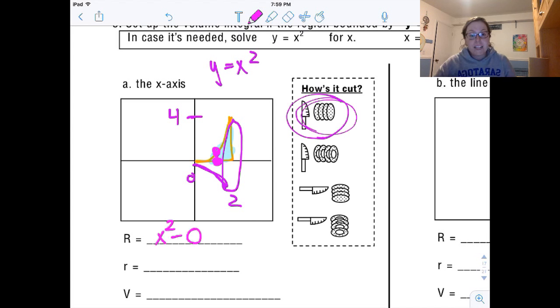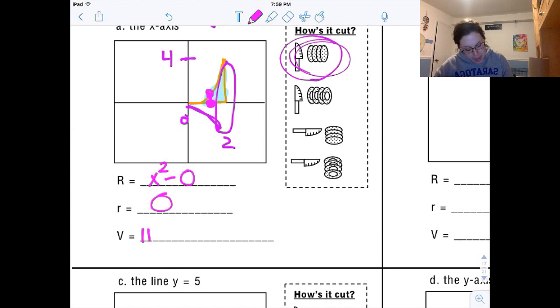Inner radius, guess what? There is none. These are discs, so that's 0. So your volume here is pi times the integral of your outer radius squared, which is x squared, minus your inner radius squared, which is 0, dx, and we're going from 0 to 2.